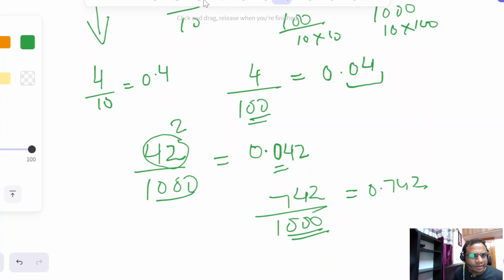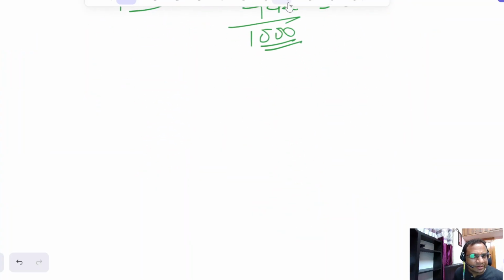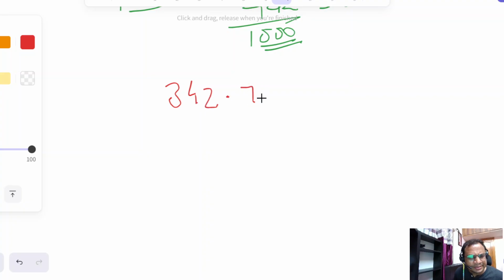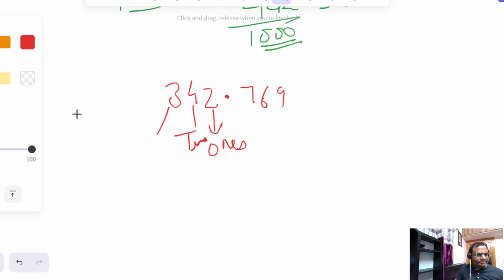So what are the place names? Let's cover that. For example, if I take one decimal number, 342.769, this is my decimal number and my decimal point over here. As we already know, this is the ones place, this is tens, and this is hundreds. One second, it didn't get space to write.